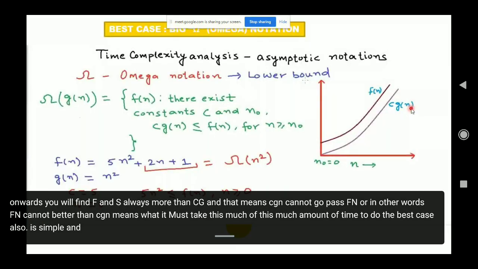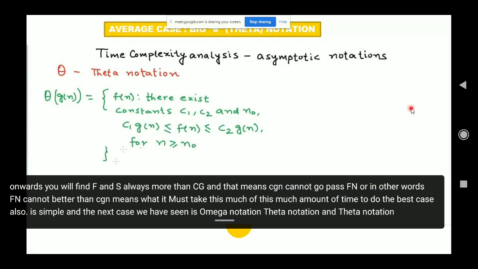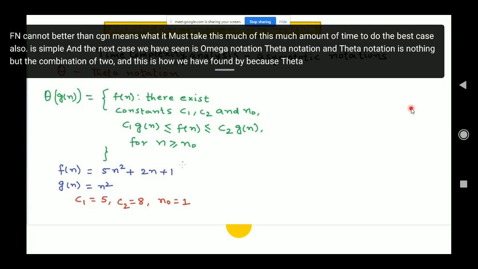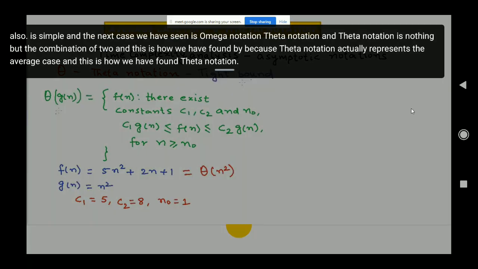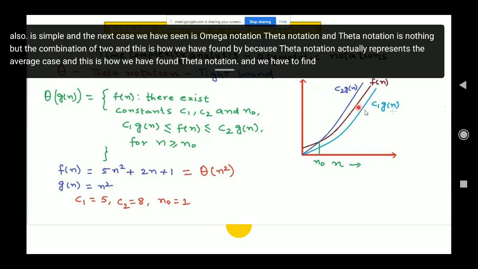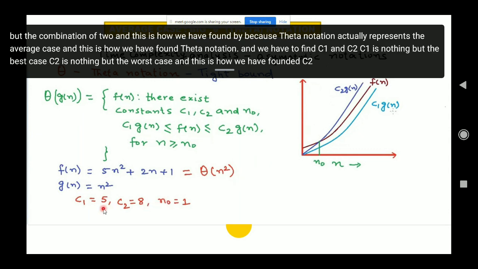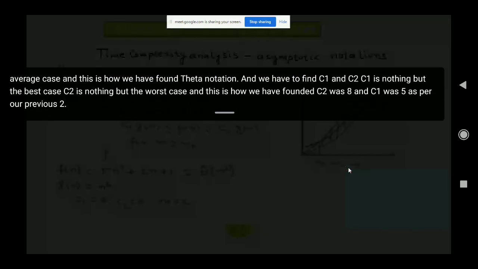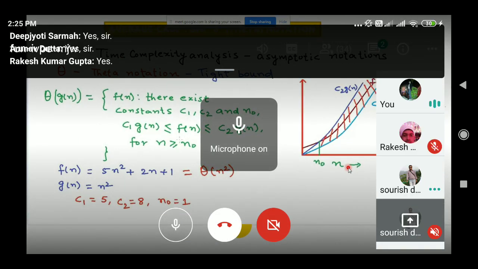And the next case we have seen is theta notation, and theta notation is nothing but the combination of the two. Theta notation actually represents the average case, and this is how we have found it. We have to find C1 and C2. C1 is nothing but the best case, C2 is nothing but the worst case. C2 was 8 and C1 was 5 as per our previous two. Is it clear now? Yes, sir. It's clear.